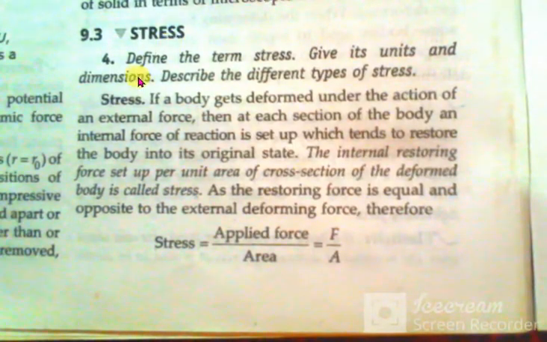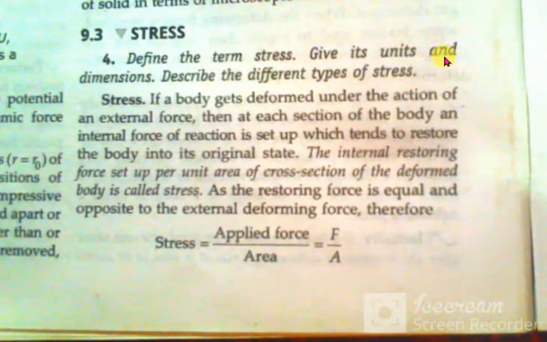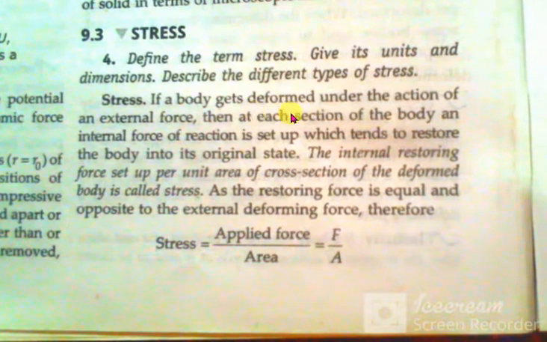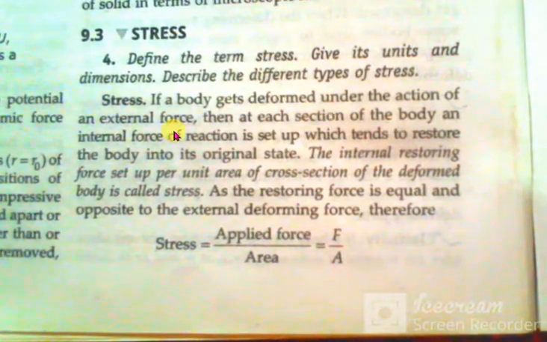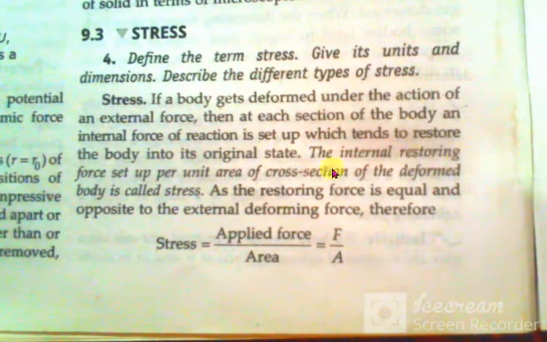Stress. Define the term stress, give its units and dimensions. Describe the different types of stress. Stress: if a body gets deformed under the action of an external force, then at each section of the body, an internal force of reaction is set up, which tends to restore the body into its original state. The internal restoring force set up per unit area of cross-section of the deformed body is called stress.